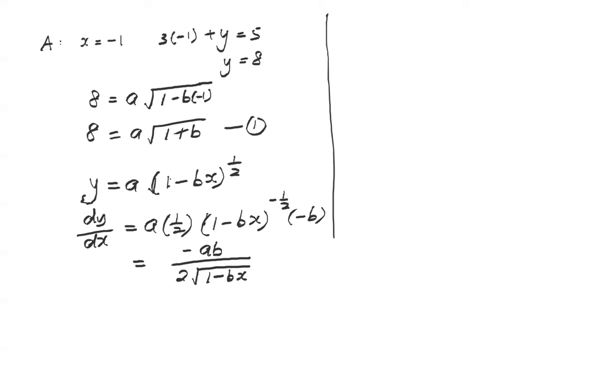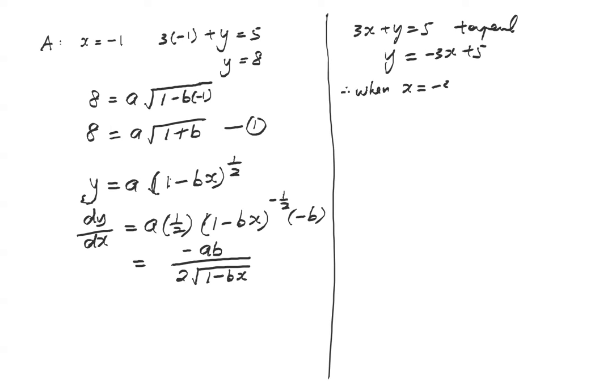Okay. So the next step is 3x plus y equals 5. So this is the tangent, so my y will be -3x plus 5. Therefore, when x equals -1, dy/dx equals -3. So I put into here: -3 equals -AB over 2 square root of 1 plus B.